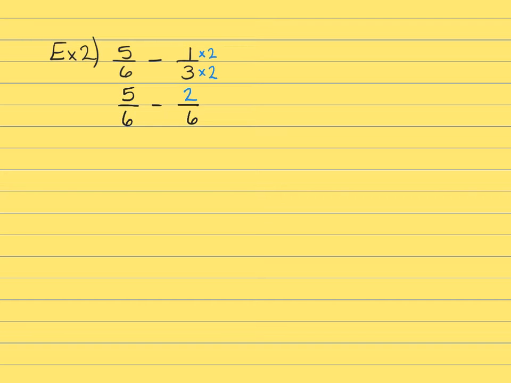Now we have two fractions with the same denominator, and we are ready to subtract. So we keep our denominator and just subtract the numerators. 5 minus 2 is 3. We're almost finished with this problem, but this problem can be reduced. So we think of what 3 and 6 will both divide by? Well, they'll both divide by 3. So we get 1/2.